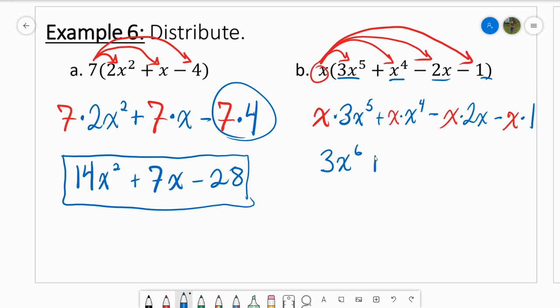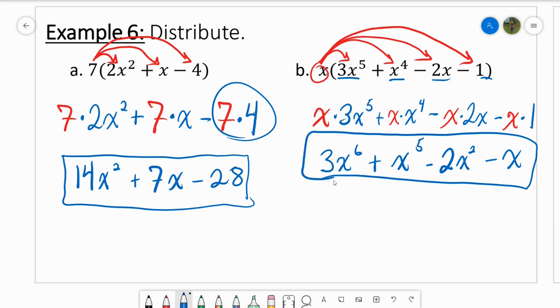Okay, this one plus x to the power of 5 minus, bring your coefficient out front, that's your 2. X times x is x squared. Okay, minus, and x times 1 is just x, so minus x. Now check for like terms. I don't have any this time because all of my exponents are different, so I have to stop right here.